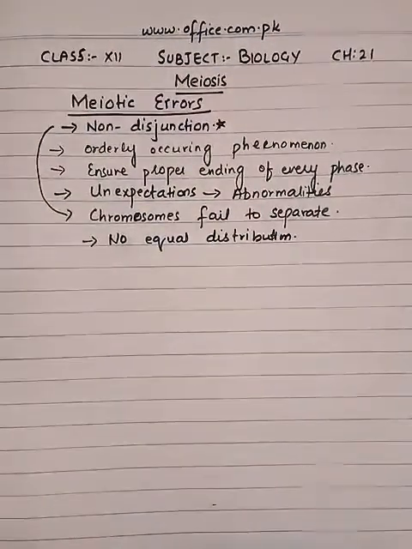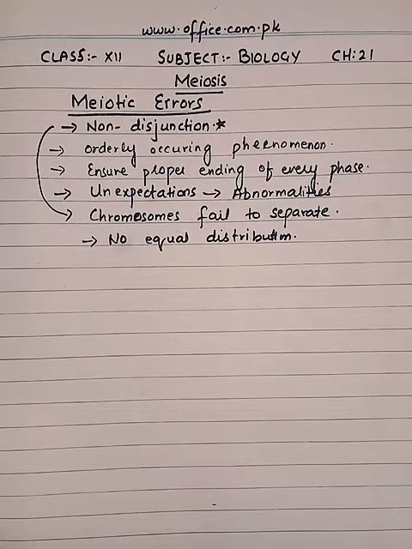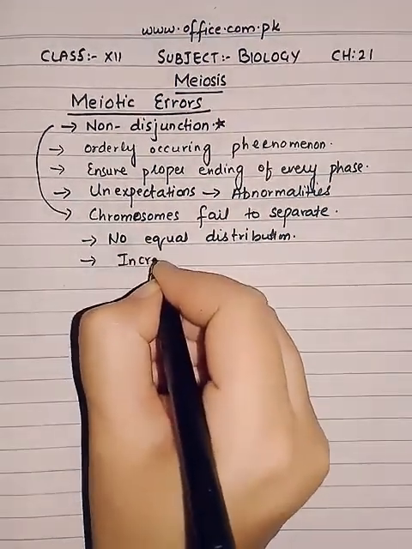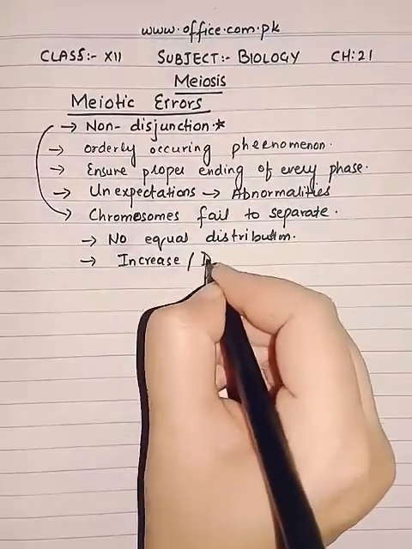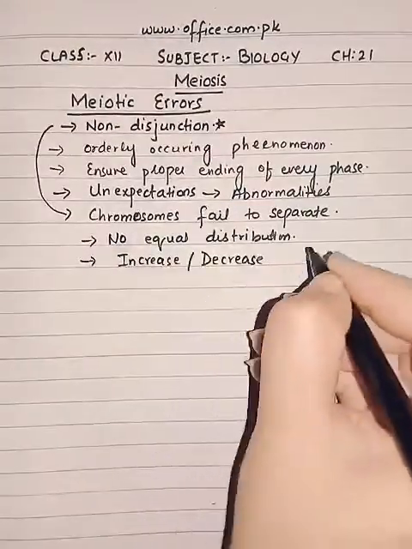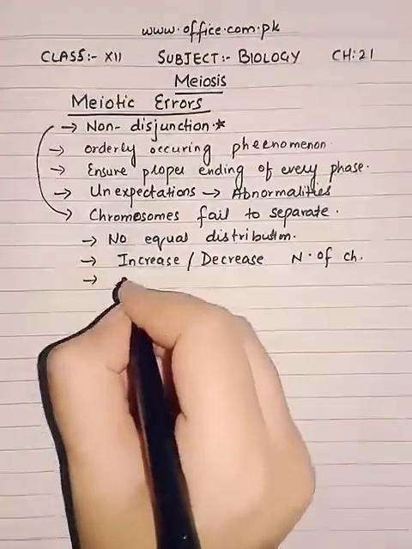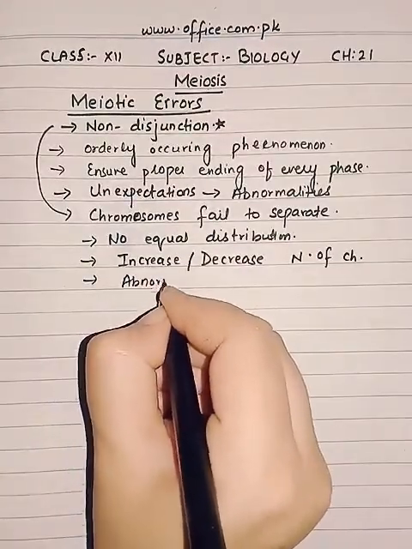So one cell will have fewer chromosomes and the other one will have more chromosomes in the daughter nuclei. This will result in an increase or a decrease in the number of chromosomes, and ultimately it will cause serious physical, social and mental disorders.